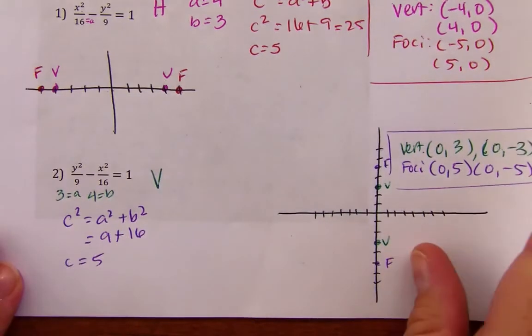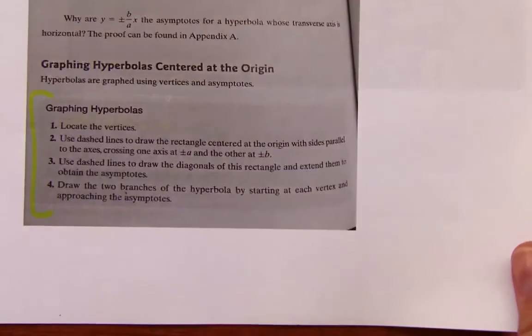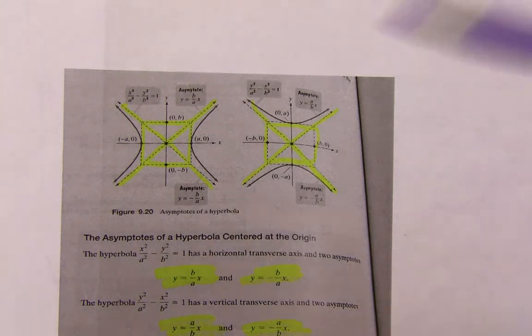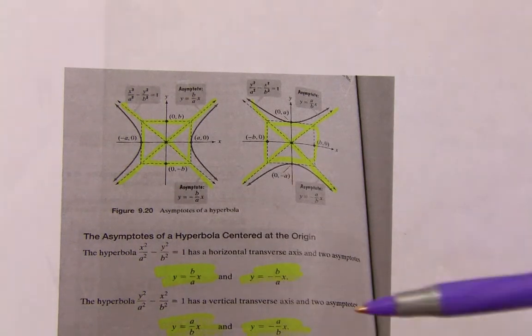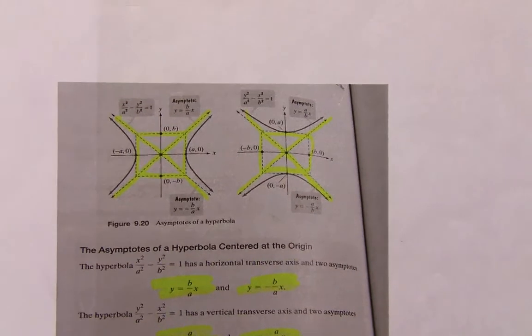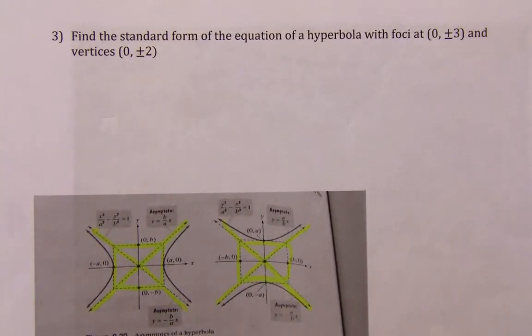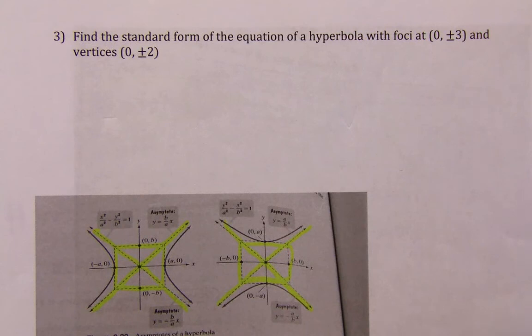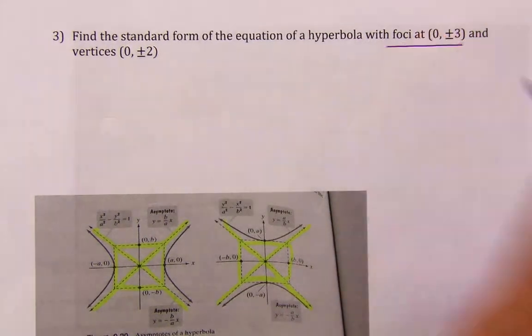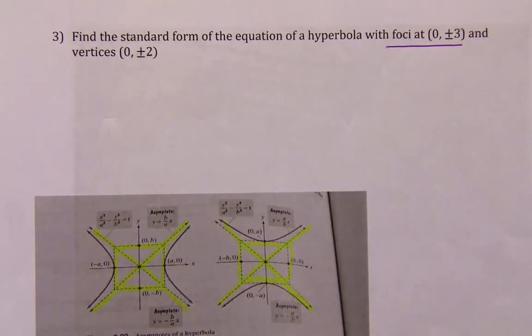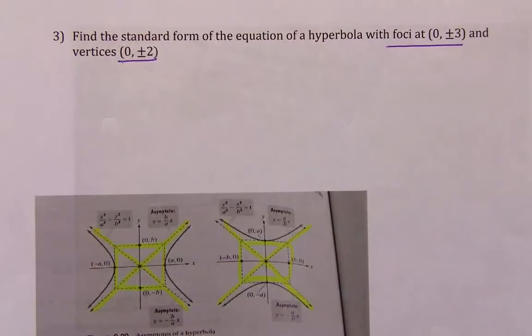Now I'm going to go ahead and flip the page here. And now we can talk about that b value. I said we would look at that b value and how it affects our graph and how it changes what it looks like. Before we get into too much detail here, let's go ahead and look at one more example here. It says, find the standard form of the equation of a hyperbola with foci at 0 plus or minus 3 and vertices 0 plus or minus 2.